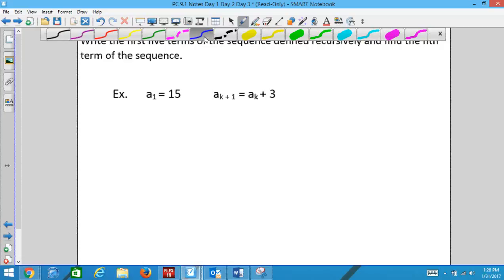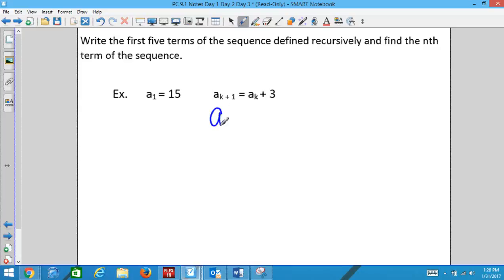So here's a formula that tells us how to get the next term. It says a sub k plus 1. I'm showing how to use this symbolism to decipher and find more terms. K is the previous term. And I only know the first term.